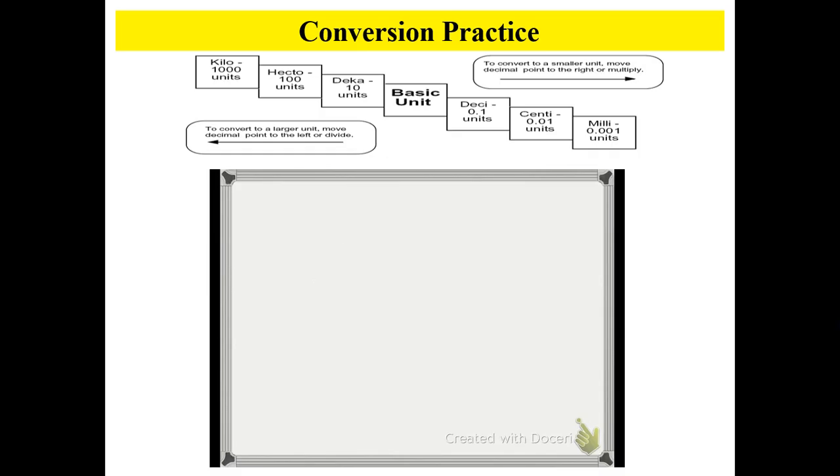Let me rewrite my prefix line. Kilo, hecto, oops. Deca is with a capital D. Base, deci, centi, milli.